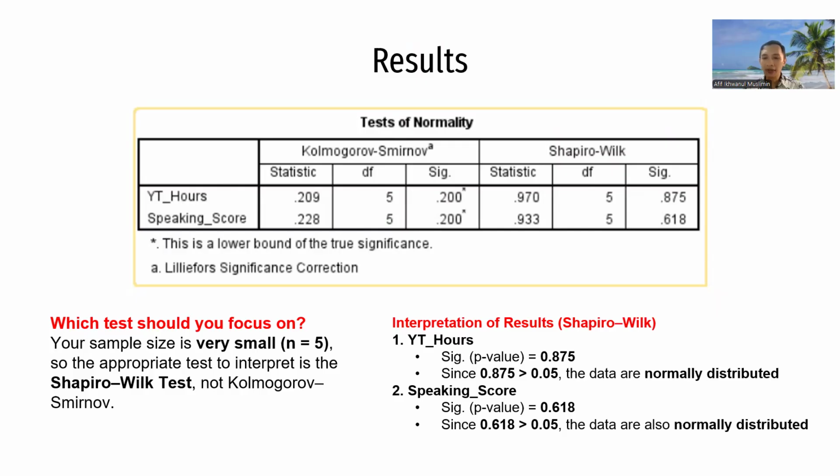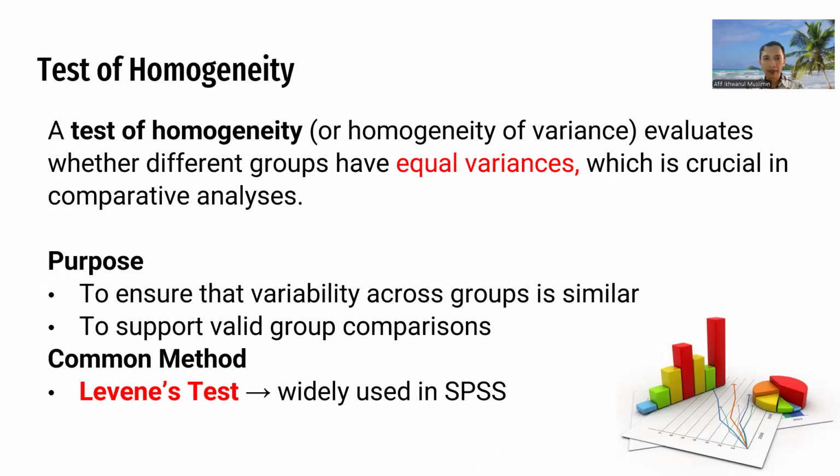In this case, you can see from the data that the YouTube score has 0.8754 for the significance value. So it means that this is higher than 0.05, so the data for this variable is normally distributed. And also for the speaking score, the significance value is 0.618. This is more than 0.05, so the data is also normally distributed.